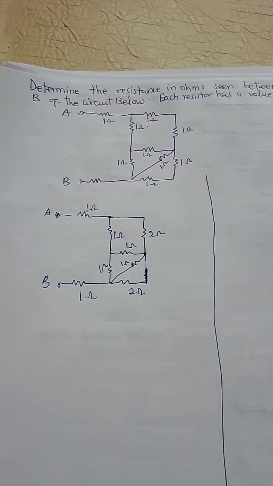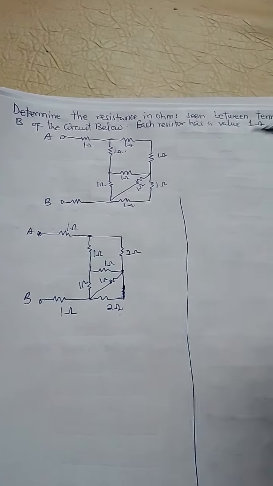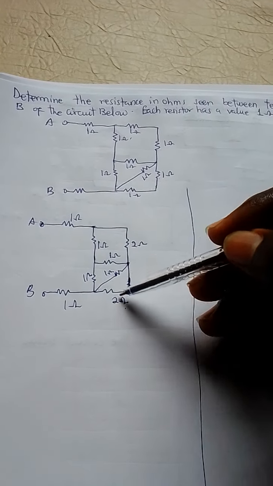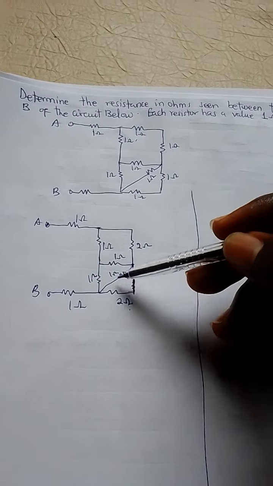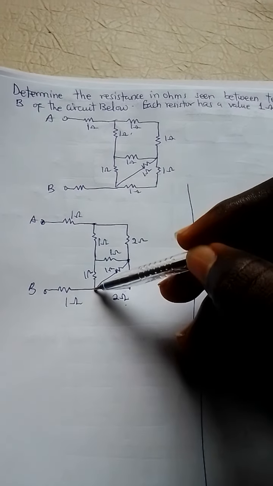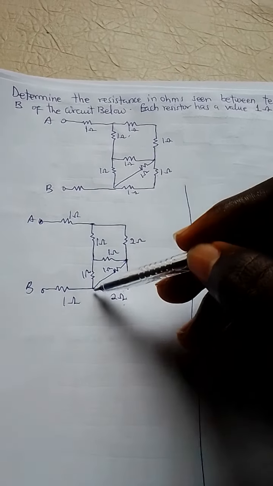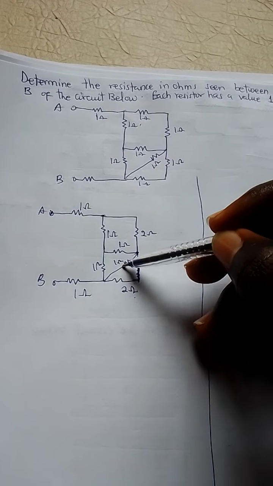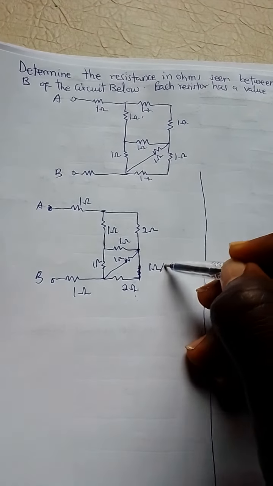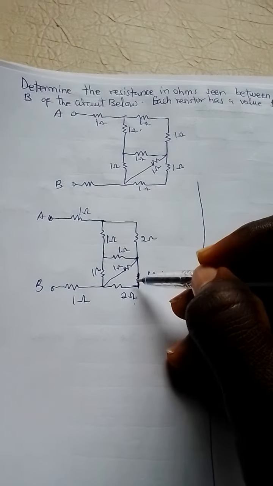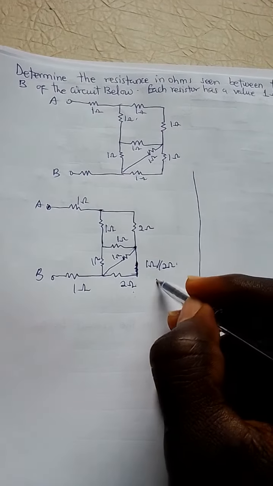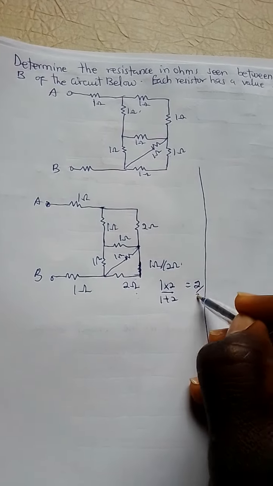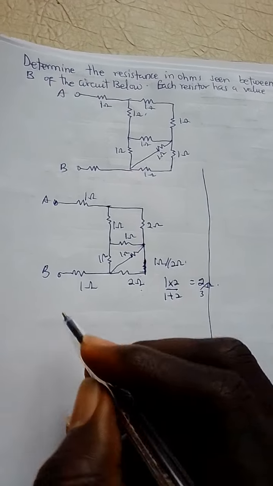So from here I can see that this 1 ohm and this 2 ohm, when I traverse through them, I'm not meeting any other elements. Sorry, there is a node here and there is a node here. So since there is a node and when I traverse through, I'm not seeing any other elements, they are said to be in parallel. So this 1 ohm is in parallel with the 2 ohms here. So I have to combine the two. Combining the two, I'm going to get 1 times 2 over 1 plus 2, and that will give me 2 over 3 ohm. So I'll redraw again.